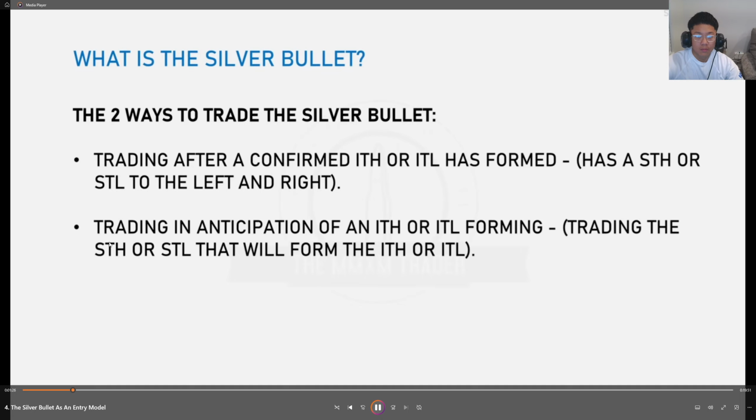There are two ways to trade the silver bullet. Trading after a confirmed intermediate term high or intermediate term low has formed, so it has a short term high or low to the left and a short term high or low to the right of it. Or we're going to anticipate that intermediate term high forming and trade that short term high or short term low that will be forming next to it.